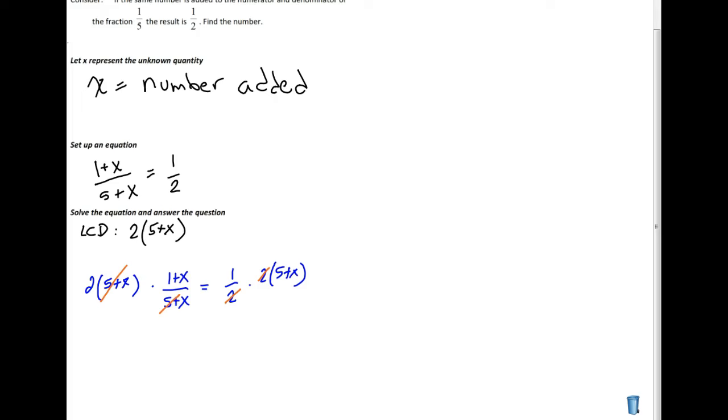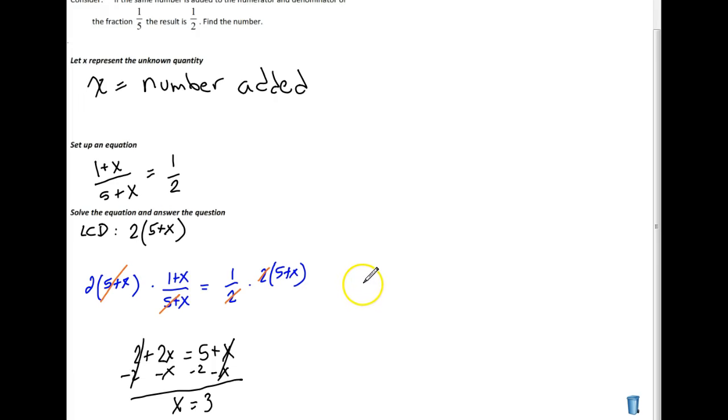So what I'm left with is, on this side of the equation, 2 times 1 plus x, which, if we distribute, is 2 plus 2x. And on the other side, I have 1 times 5 plus x, which is just 5 plus x. Now this is a straightforward linear equation. We're just going to subtract x from both sides, and then subtract 2 from both sides, and these cancel, and these cancel. So I have 2x minus x, which is just 1x, and 5 minus 2, which is 3. So our proposed solution is x equals 3.